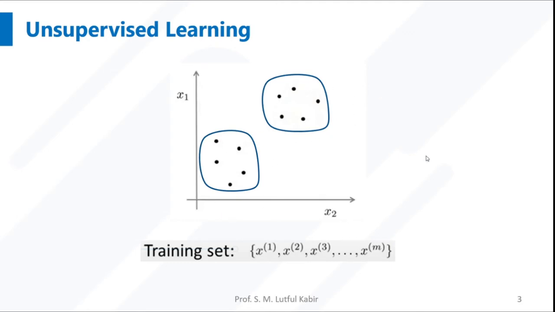So our job in unsupervised learning is to find the clusters of the data. It may be two clusters, it may be three clusters, etc. That's why it is called a clustering algorithm. Thus unsupervised learning is sometimes called a clustering algorithm, as the purpose of this algorithm is to find the clusters of data.